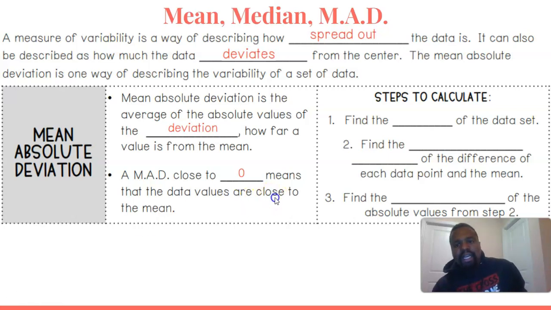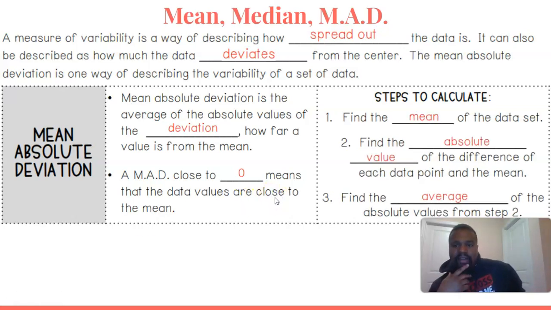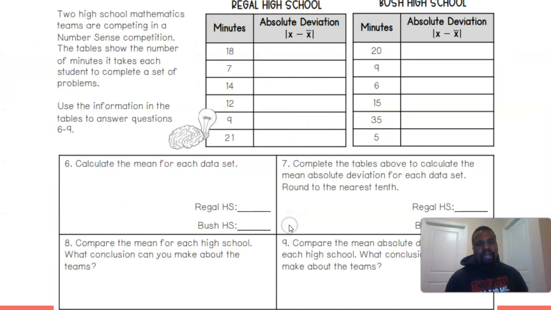So in order for us to calculate, you want to find the mean of the data set first, and then you want to take the absolute value of the difference between each point and the mean. Once you do that, you're going to find the average of all of those differences, and that's going to give you your mean absolute deviation. So let me show you what I'm talking about here.